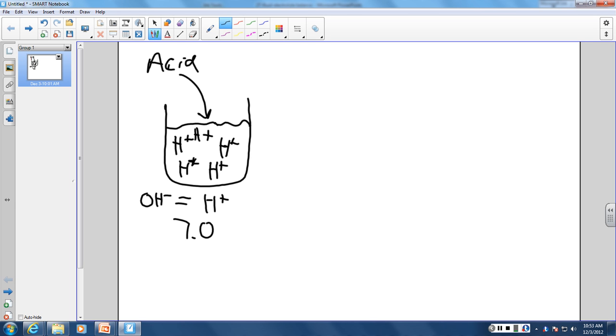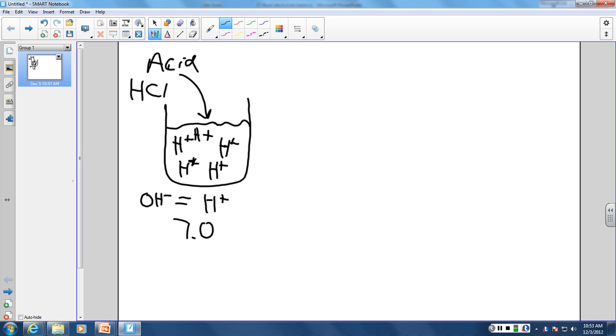Too acidic, right? So pH. Remember, acids make the pH what? Low. Okay? Know any acids? Hydrochloric we just mentioned, so HCl.